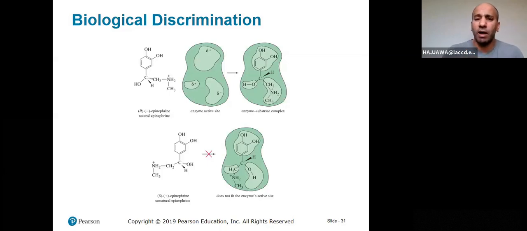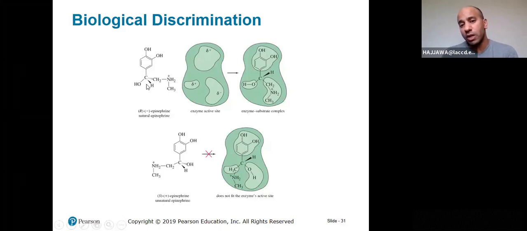Here's an example of a biological activity that's usually released or not released depending on the stereochemistry of the compound. So I see here that I have the R minus epinephrine, which is the natural one, and I have the S plus epinephrine, which is the unnatural one.